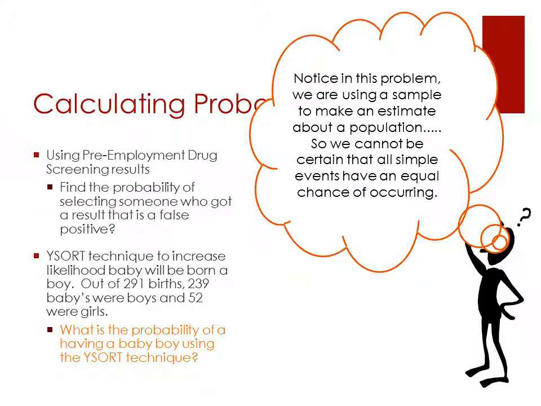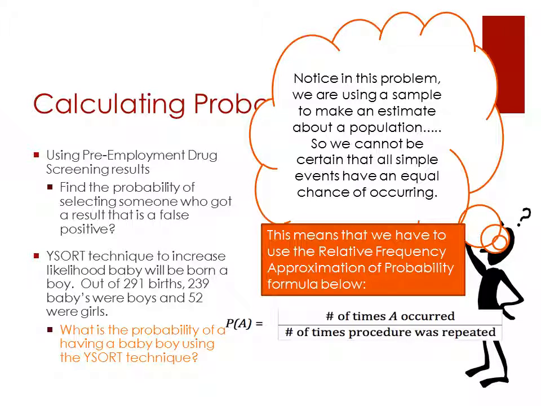And when we're looking at this other problem, the Y-sort technique, notice in this problem we're using a sample to make an estimate about a particular population. So we're using a sample of 291 births, and we're trying to use that to make an estimate about a larger population issue such as the effectiveness of the Y-sort technique. Thus, we cannot be certain that all simple events have an equal chance of occurring. We can't be sure of that. Because we can't be sure of that, we have to err on the side of caution that in fact they won't. This means we have to use the relative frequency approximation formula that we have here.